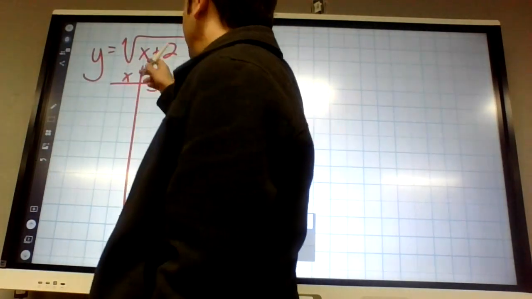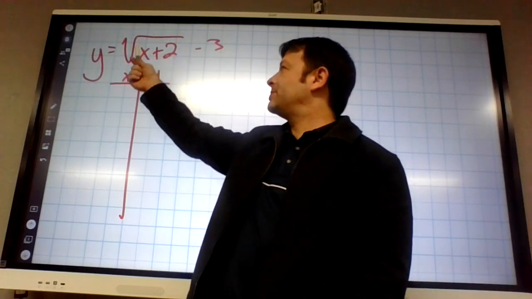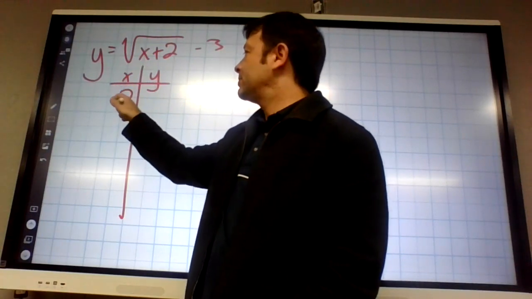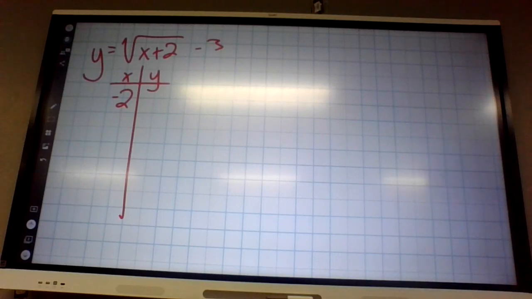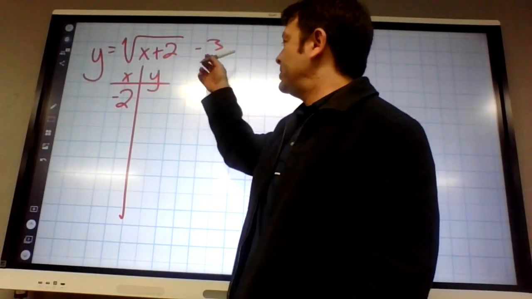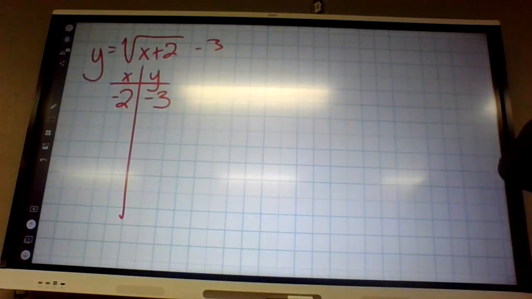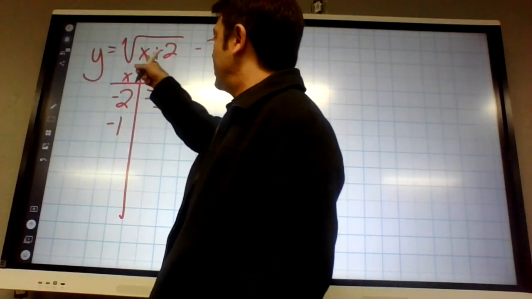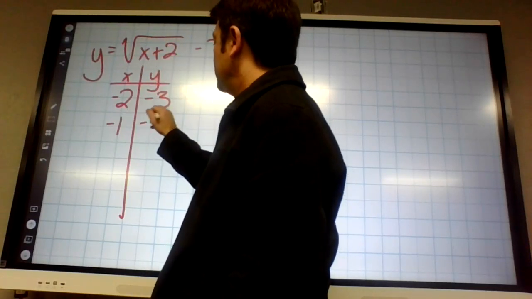Okay, do you guys know what's the smallest x value I could use? Like what makes this 0? X equals -2. When I plug in -2, I get -2 plus 2 is 0, square root of 0 is 0, but there's also minus 3, so 0 minus 3, -3. Okay. What's another good number? -1. If I plug in -1, I get -1 plus 2 is 1, square root of 1 is 1, minus 3, -2.